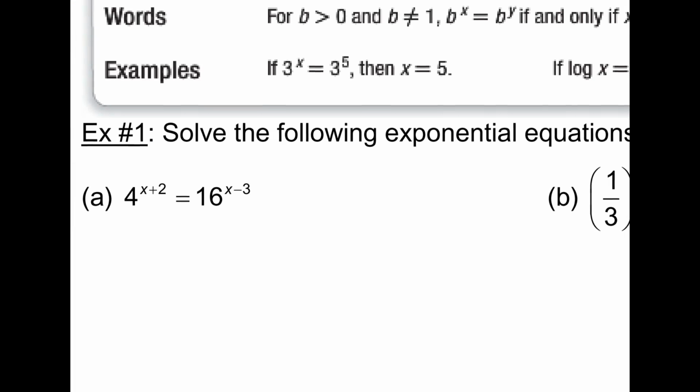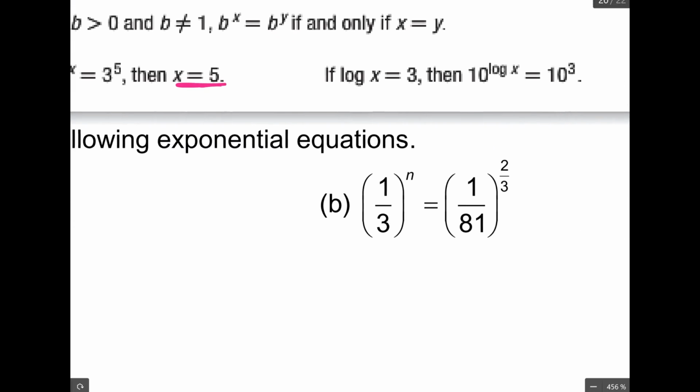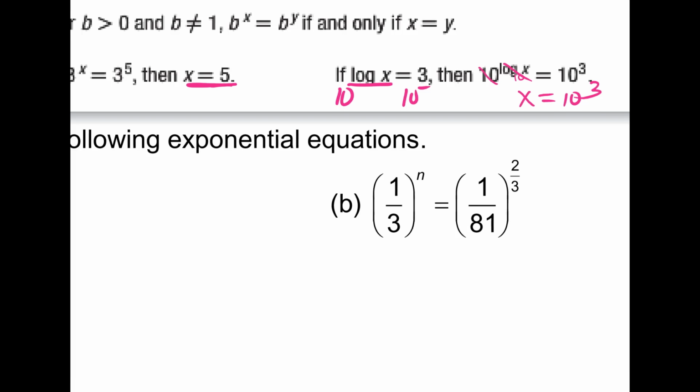Once again, if 3 to the x equals 3 to the 5th, then your exponent is 5. If log base 10 of x equals 3, then I could say 10 to the log x is equal to 10 to the 3. So literally, I put each side as if it was the exponent for 10. Since it's a common log, the 10 and log cancel out, and I see x is equal to 10 to the 3rd. So those are our two ways of solving.